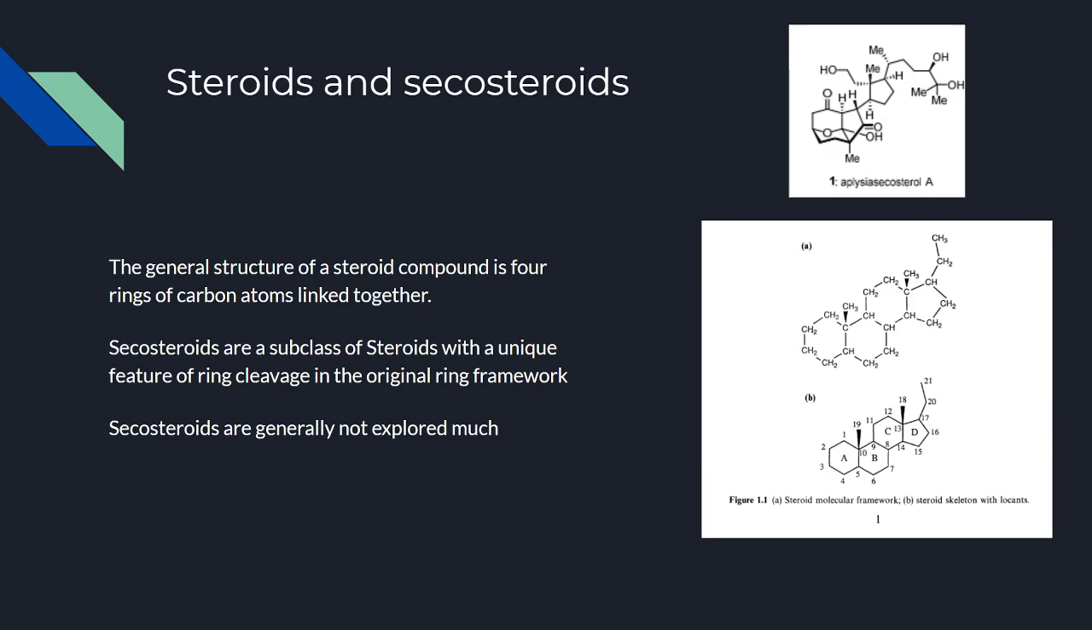Secosteroids are a subclass of steroids with a unique feature, a ring cleavage in the 4-ring framework, as we can see with the compound that we're going to study today on the top. Secosteroids are generally not explored much from both a chemical and biological perspective.